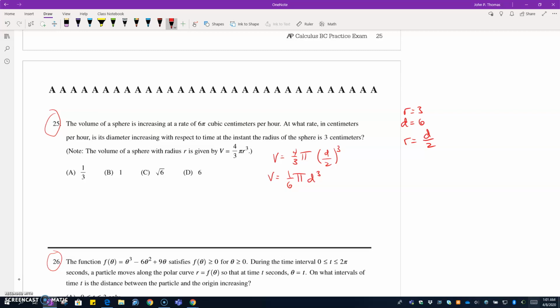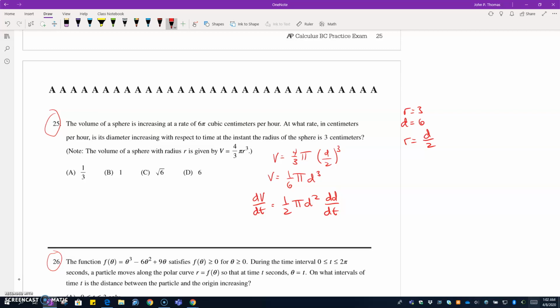All right, now I'm going to take the derivative of this with respect to time. So I have dV/dt equals, I'm going to bring the 3 out front. 3 over 6 is 1/2 pi d squared. And then I'm going to have to multiply by dd/dt because we're taking the derivative implicitly. Now at this point it's really up to you. I prefer to just go ahead and plug values in right now.